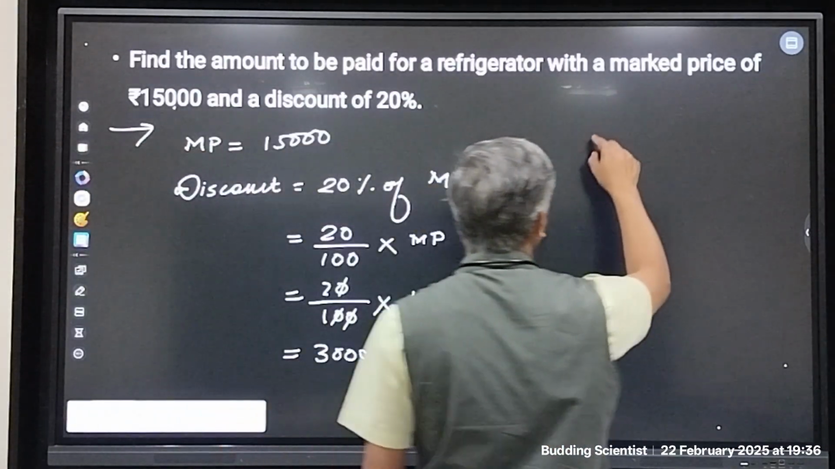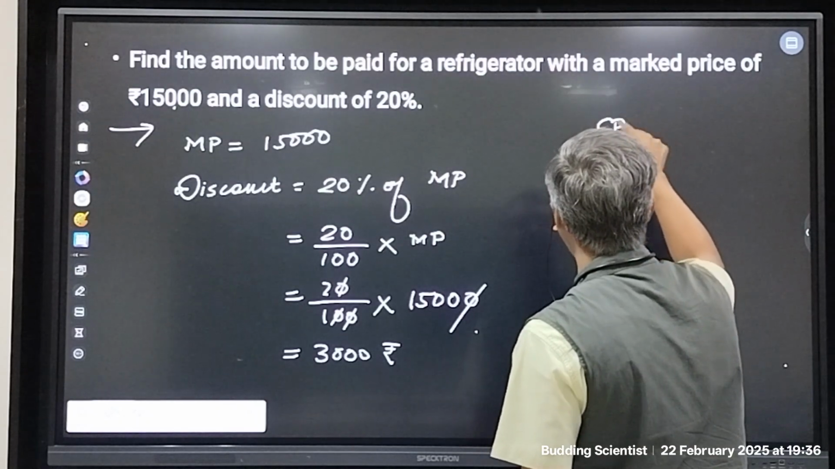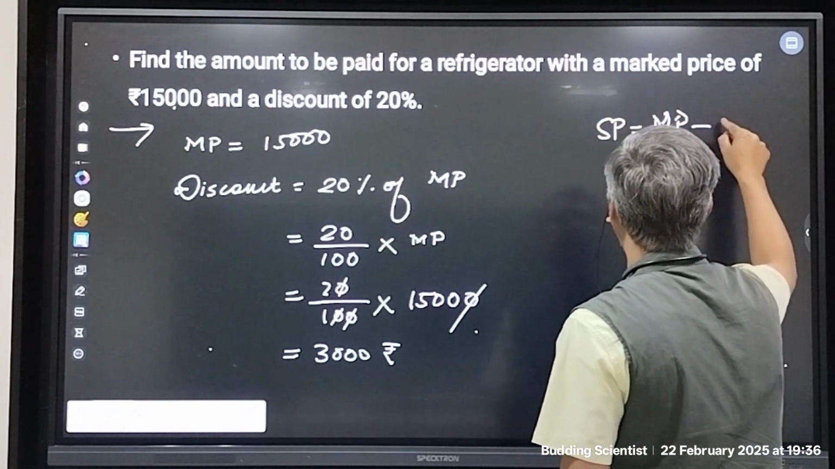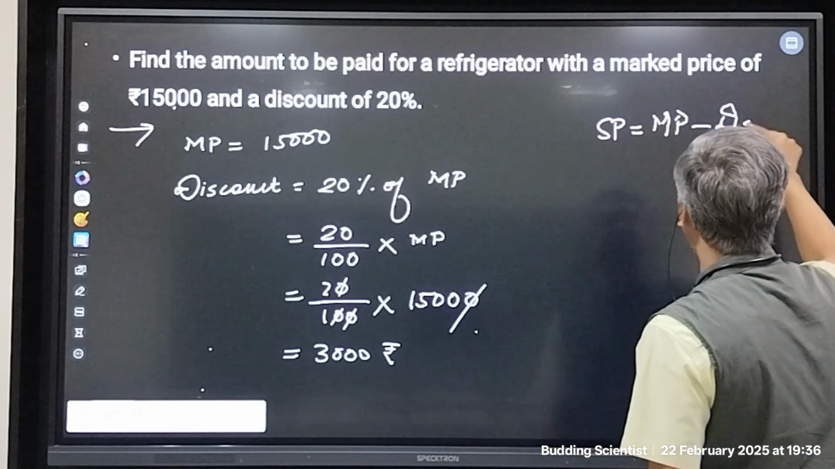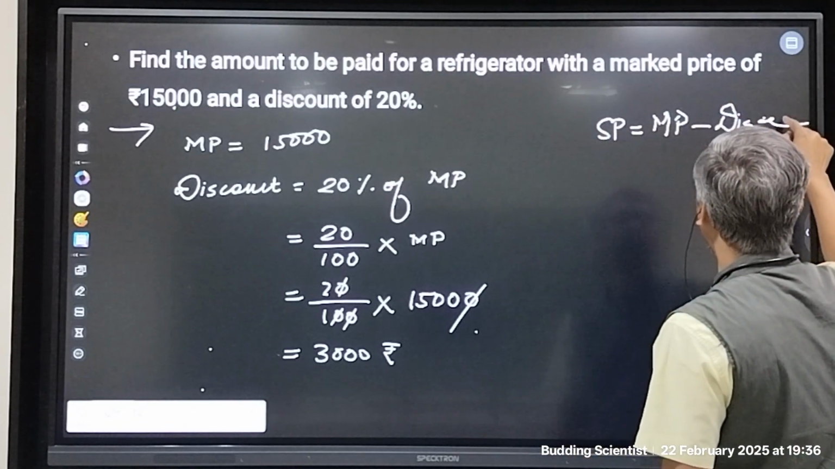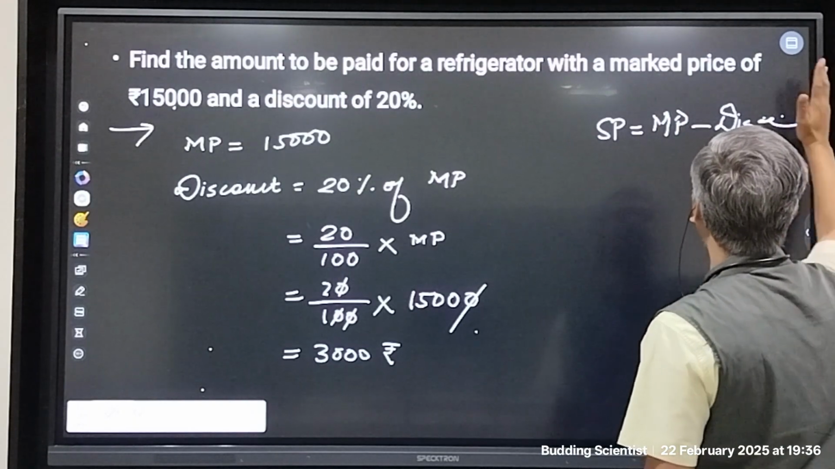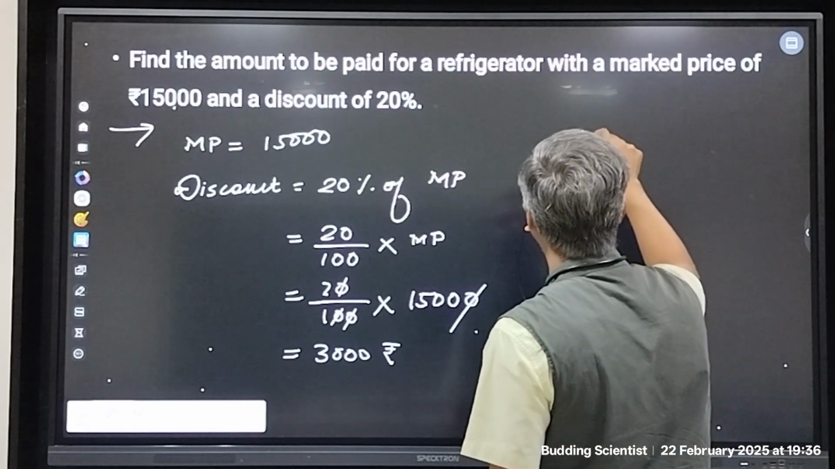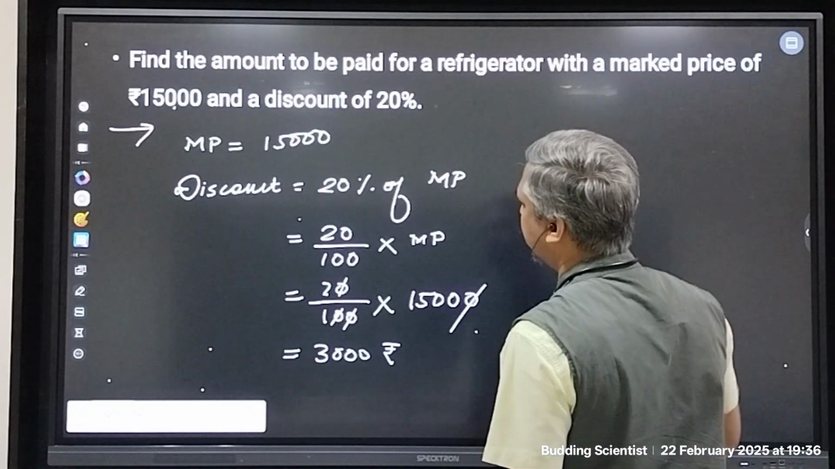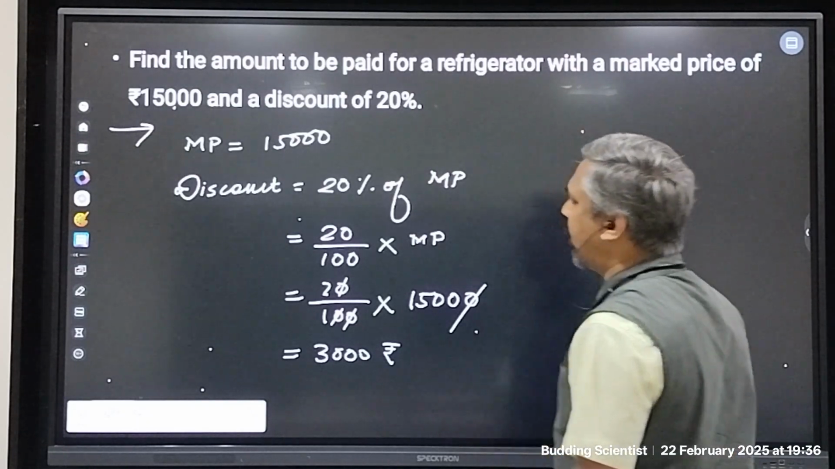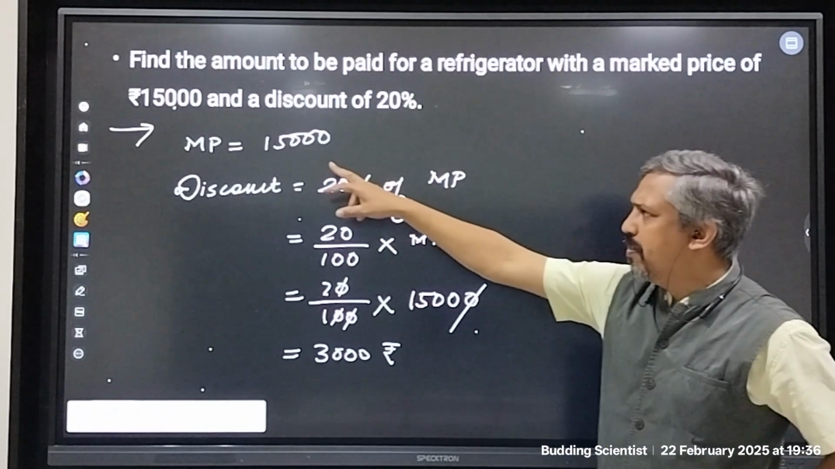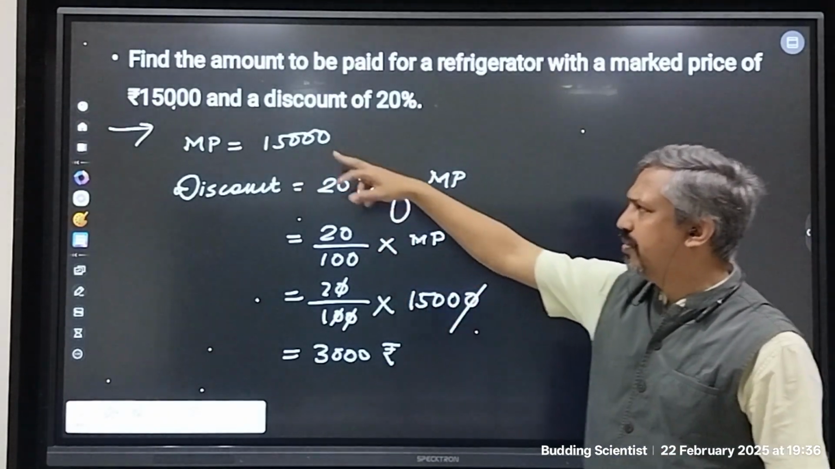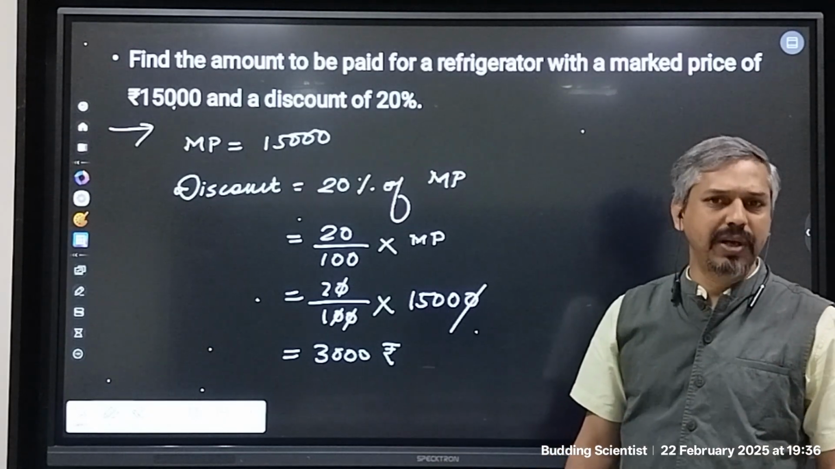So the selling price will be mark price minus discount. What's happening to the board? Okay, there's some technical error. So we'll write MP. The answer will be selling price is equal to mark price minus discount. So 15,000 minus 3,000. The answer will be 12,000 rupees.